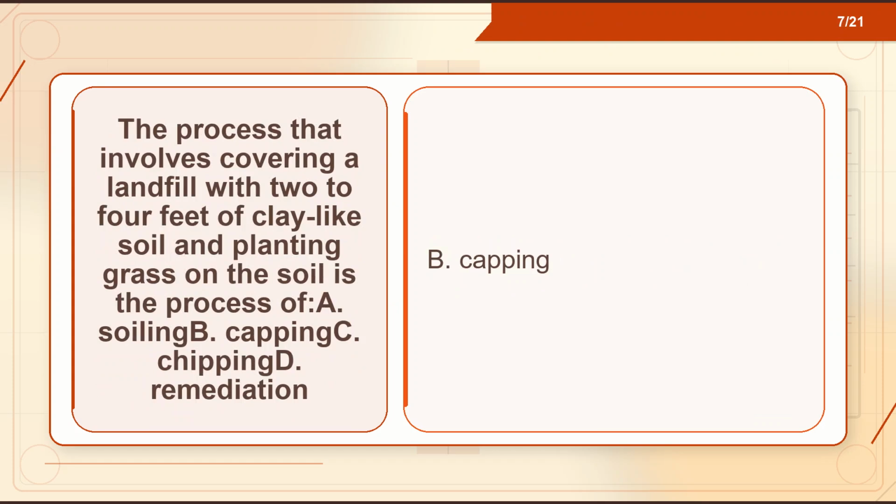Flashcard 7. Term. The process that involves covering a landfill with 2 to 4 feet of clay-like soil and planting grass on the soil is the process of A. Soiling. B. Capping. C. Chipping. D. Remediation. Definition. B. Capping.